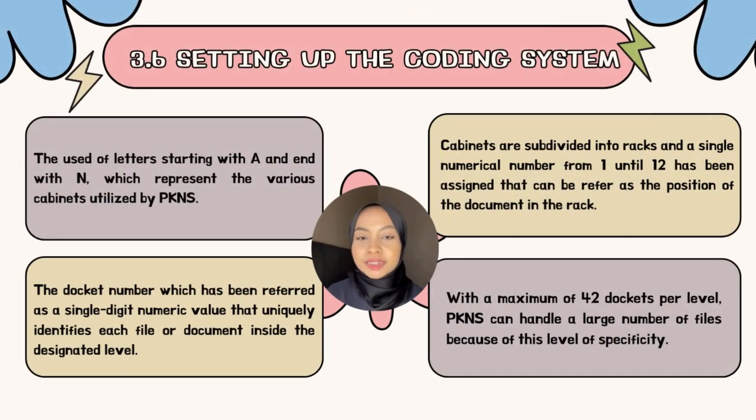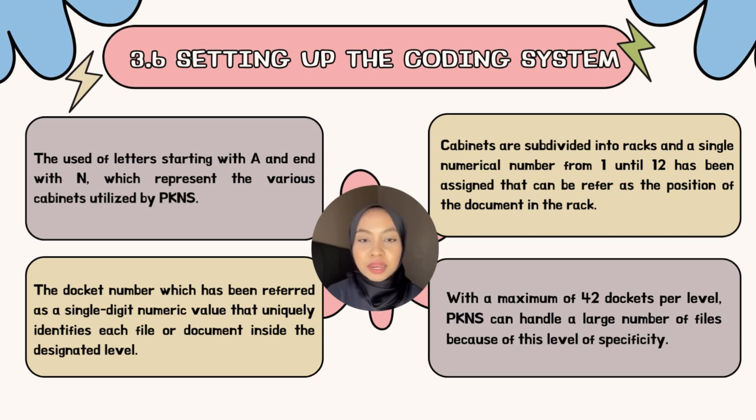Setting up the coding system. Firstly, the use of letters starting with A and ending with N, which represent the various cabinets utilized by PKNS. Second, cabinets are subdivided into racks, and a single numerical number from 1 until 12 is assigned, which can be referred to as the position of the document in the rack.